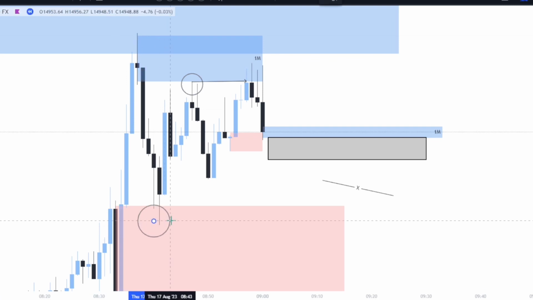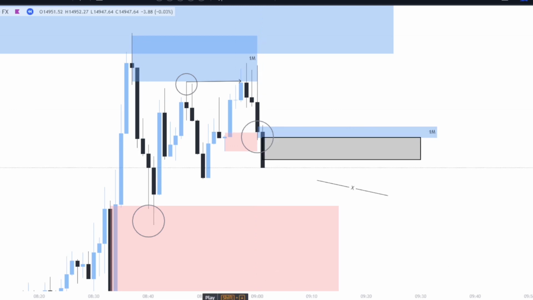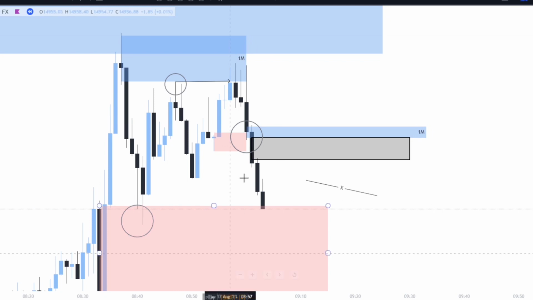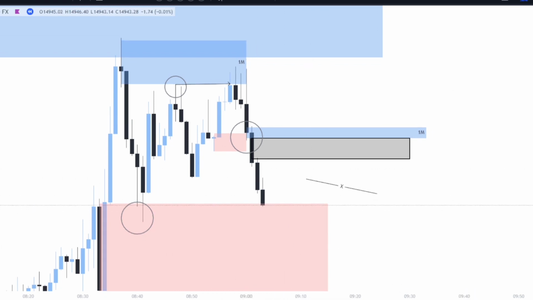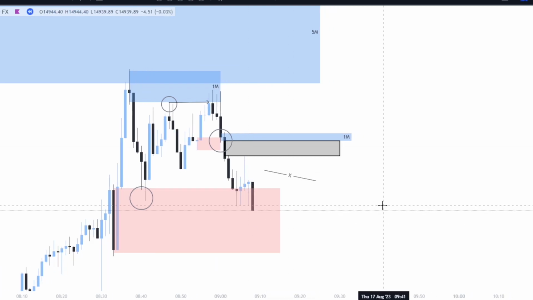I also want to highlight the reaction we had on this demand. And ideally, I want to see this create a reaction. So we have another reaction here. So in a nutshell, you could look at it as the market pulling into it, reacting to it, pulling back, and then blowing through it, right? It creates a fair value gap and a 1 minute demand, a supply to take a trade off of.